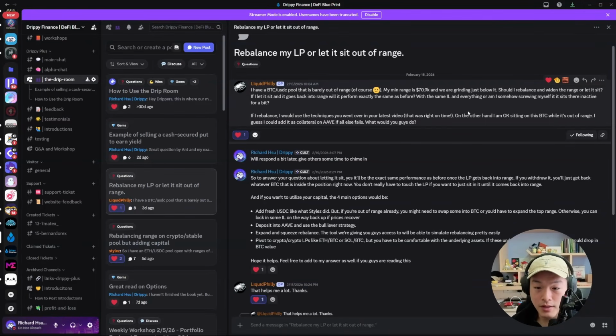And if you rebalance, would you use the technique in the latest video? You can actually do that where you're adding more USDC. That is a great option. But at the same time, if you're out of range already, you want to make sure you're moving up the upper range as well to make sure that you're not losing capital if prices bounce back, right?